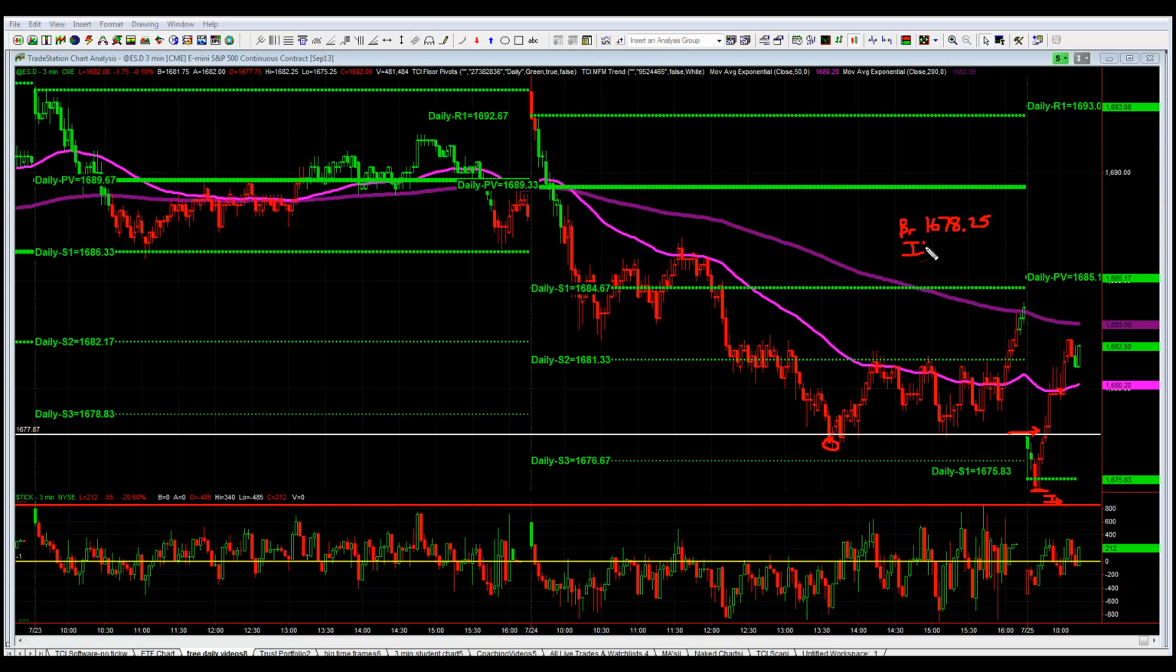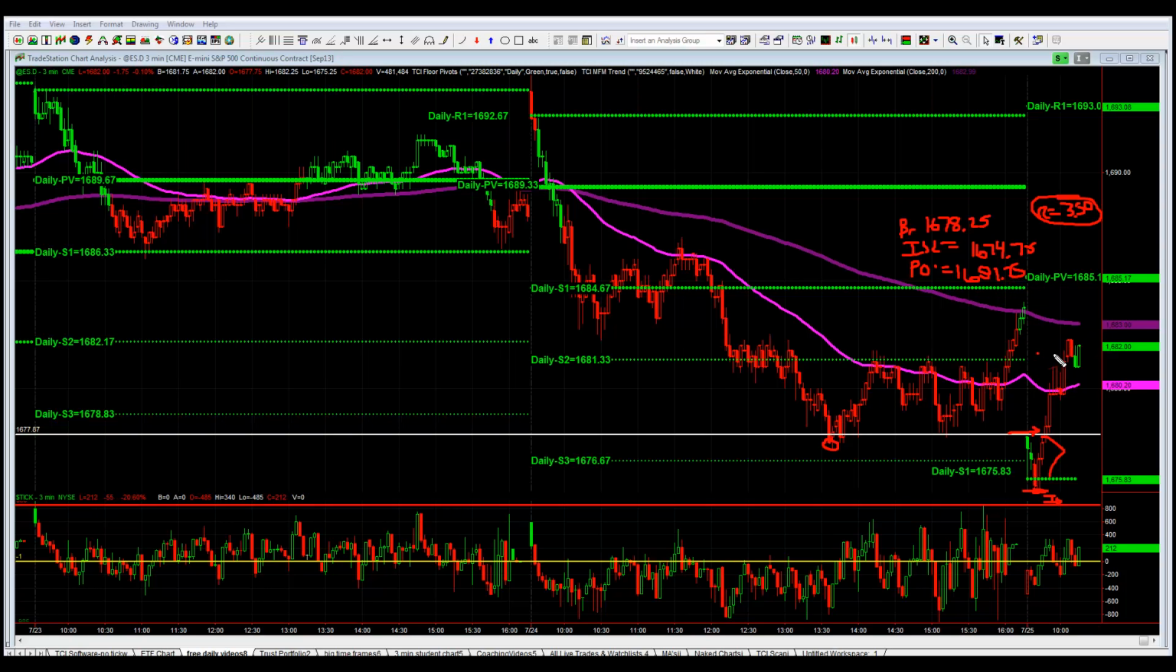The initial stop loss on this had to be placed below the low of the day right in here. So that was your risk right in here. Again, that was at 1674 and three quarters. So our risk was $3.50. On this particular trade, I was looking to make a minimum of $3.50. So if you add three and a half up to 1678 and a quarter, put your first profit objective at 1681 and three quarters.